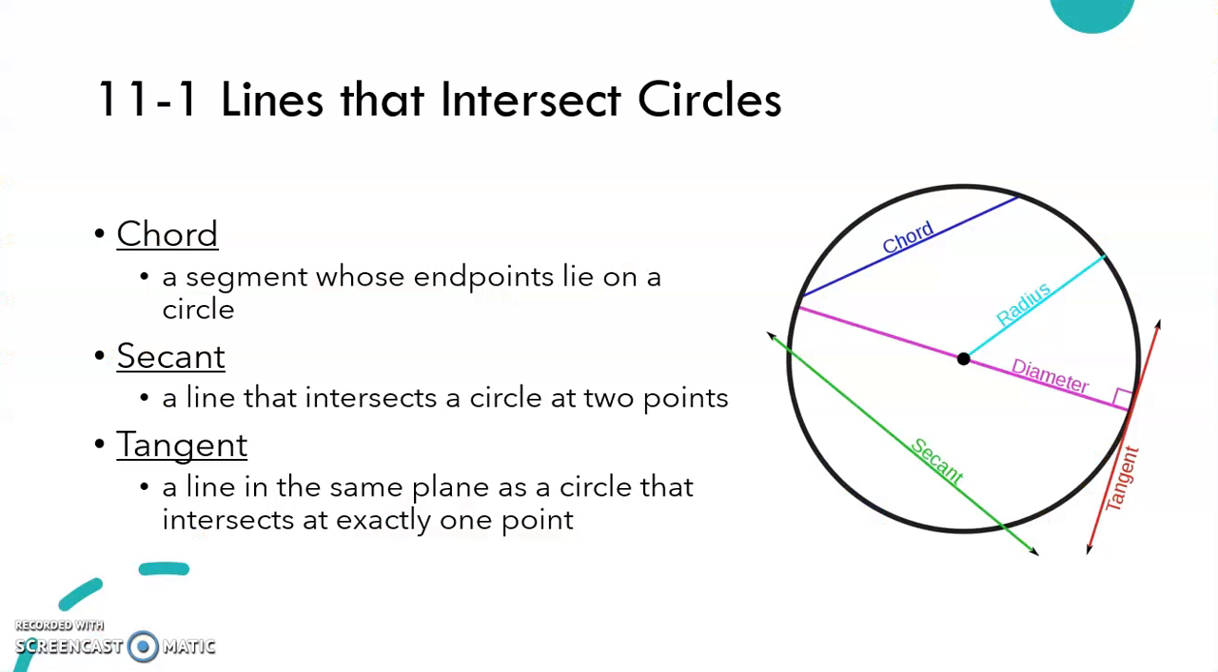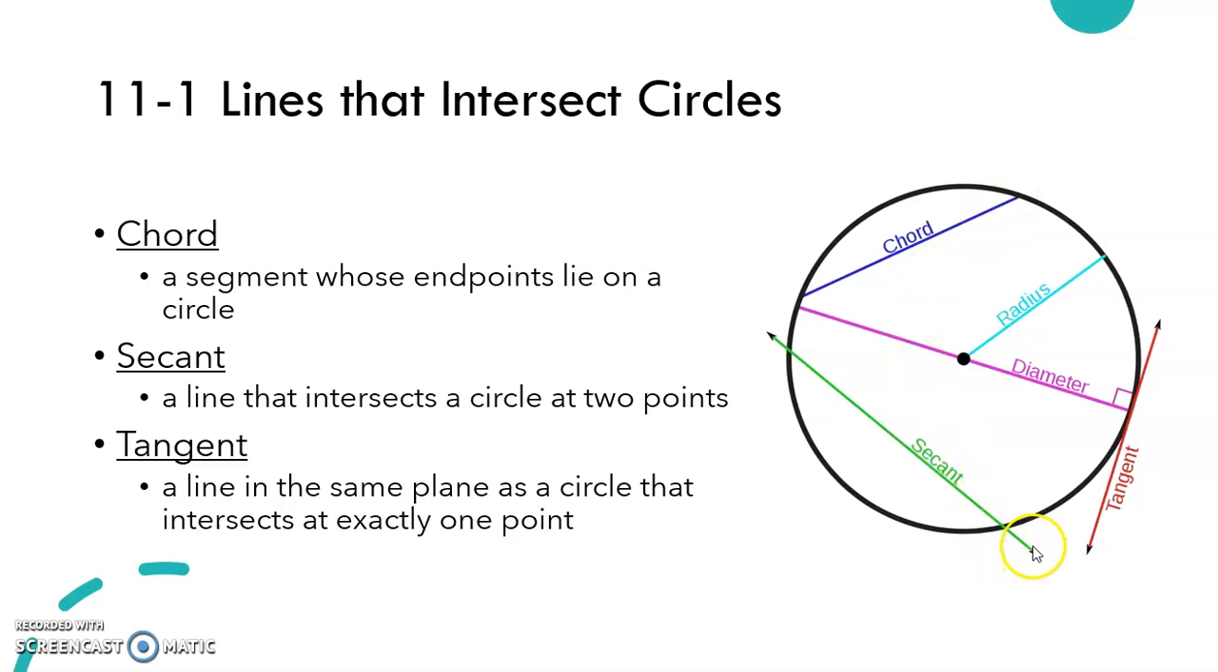You're probably already familiar with the radius of a circle. It goes from the center of the circle to the edge of the circle. And you probably have already heard the word diameter as well, which connects 2 points on the circle and goes through the center of the circle. Now, other lines and segments that intersect the circle are known as chords, which connects 2 points on the circle, but it is not a line, it's a segment.